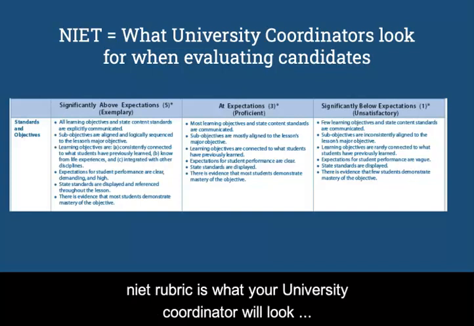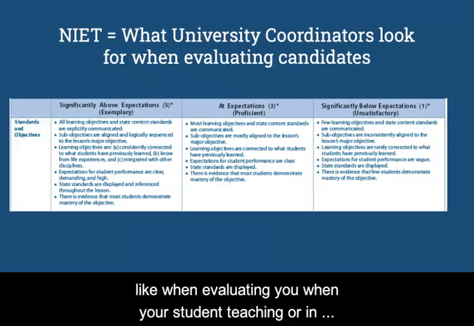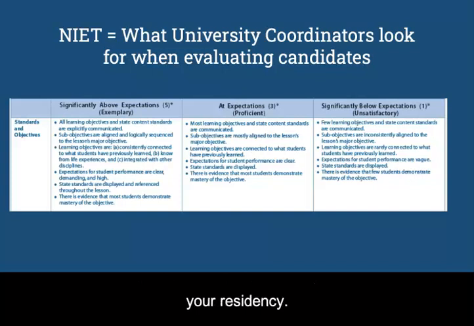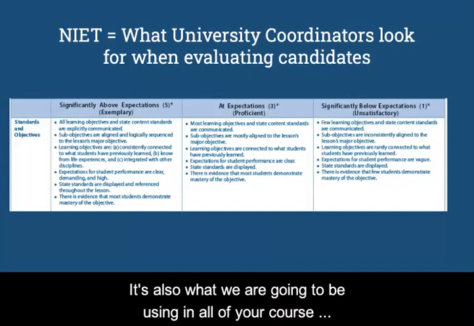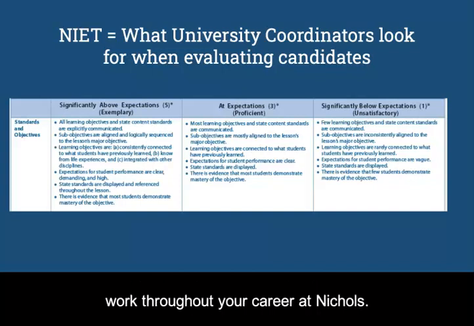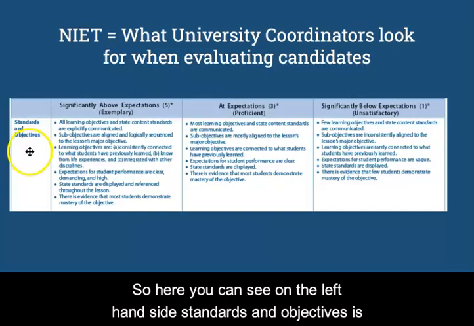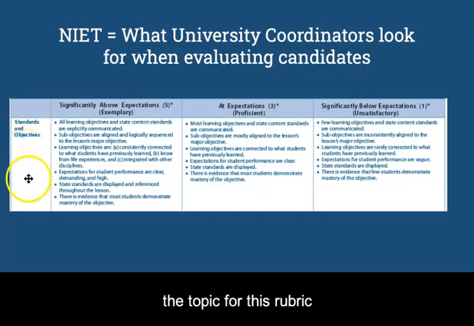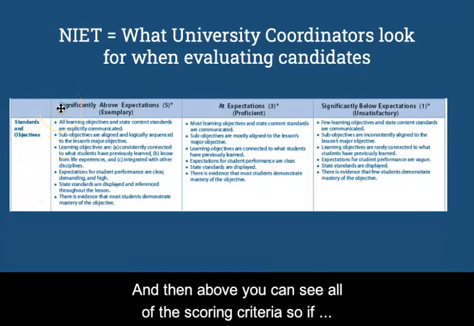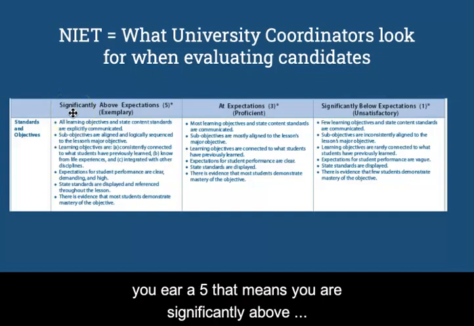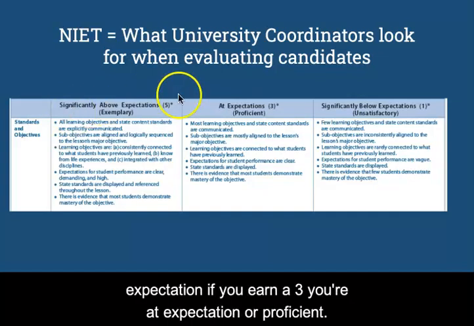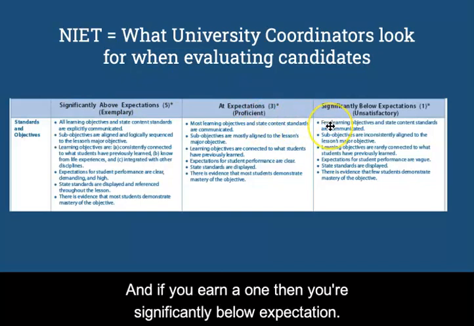Remember, the NIET rubric is what your university coordinator will look at when evaluating you when you're student teaching or in your residency. It's also what we are going to be using in all of your coursework throughout your career at Nichols. So here you can see on the left-hand side, standards and objectives is the topic for this rubric. And then above, you can see all of the scoring criteria. If you earn a 5, that means you are significantly above expectation. If you earn a 3, you are at expectation or proficient. And if you earn a 1, then you're significantly below expectation.